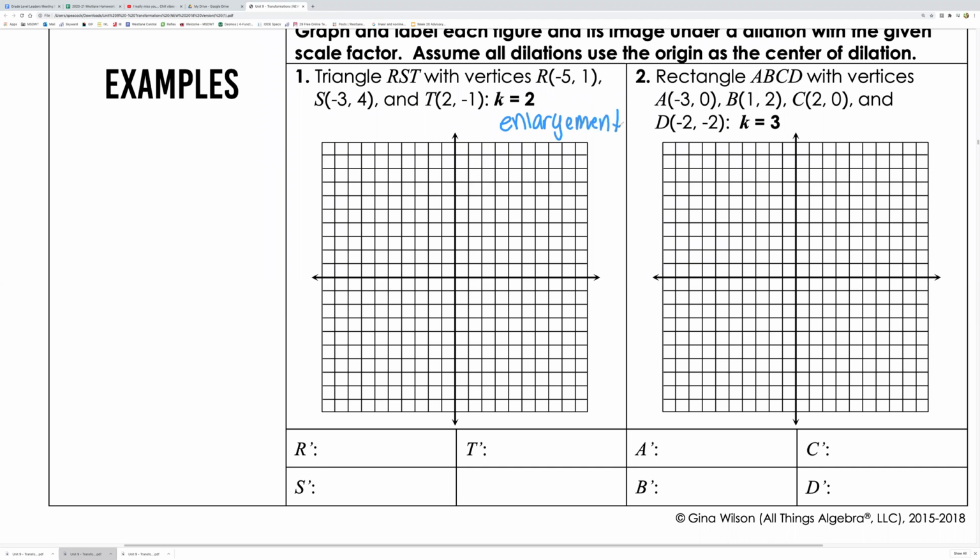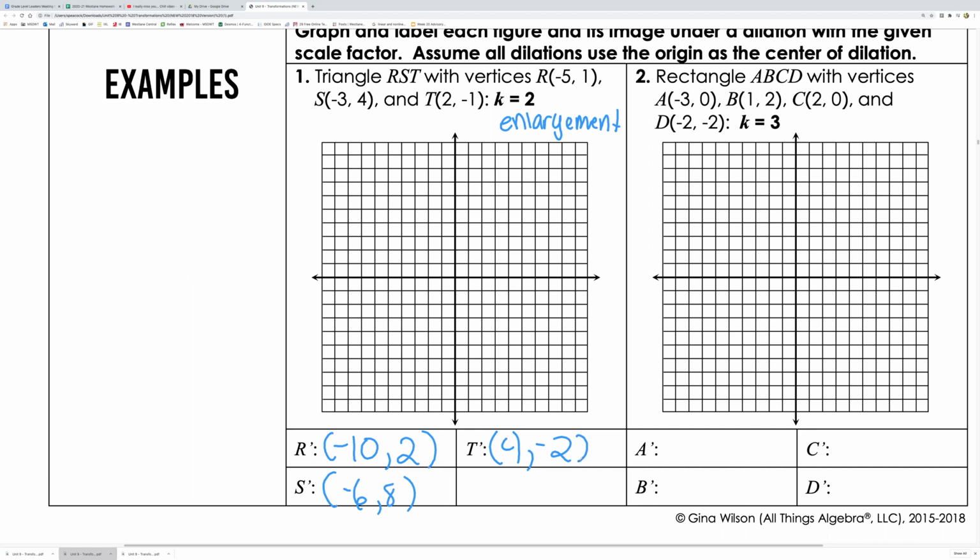Okay, I'm going to multiply all of my points by 2, so -5 times 2 is -10. 1 times 2 is 2. For S prime, -3 times 2 is -6. 4 times 2 is 8. And for T prime, 2 times 2 is 4, and -1 times 2 is -2.